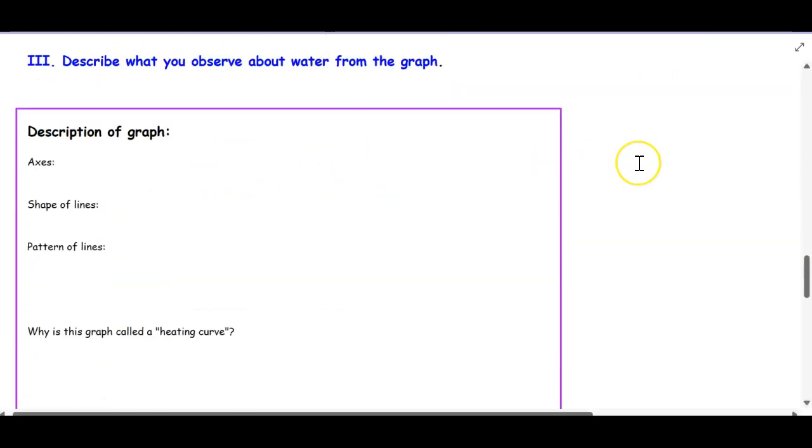All right, number 3 says, describe what you observe about water from the graph. So now that you've drawn it and you realize what's on the x-axis and what's on the y-axis, you can fill this out. Go ahead and fill out right here what variable is on the x-axis and what variable is on the y-axis.